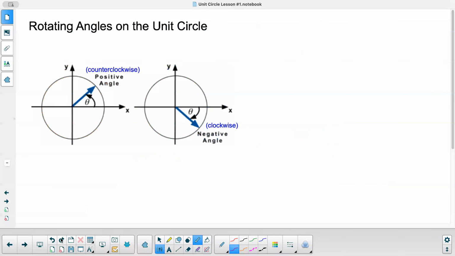All right, a couple other things that we're going to need to know. Rotating angles. A positive angle goes counterclockwise. A negative angle goes clockwise. Okay, so you're going to need to remember that. So this angle here, this would be like, I don't know, a negative 45 degrees, and this would be like a positive 45, roughly.